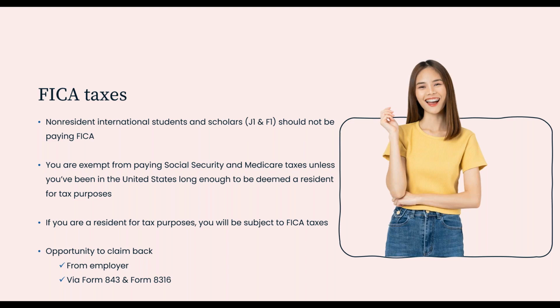So what do we recommend? We recommend checking your W-2. On your W-2, there will be a section that says Social Security or Medicare. And if you think you are exempt and any amount of tax has been withheld, we would recommend you take the following steps. First, you should reach out to your employer to see if they can provide a refund. If they can't, which is common in a lot of cases, you can then go ahead and submit a FICA return to the IRS to request it back. This can be done via Form 843 and Form 8316.